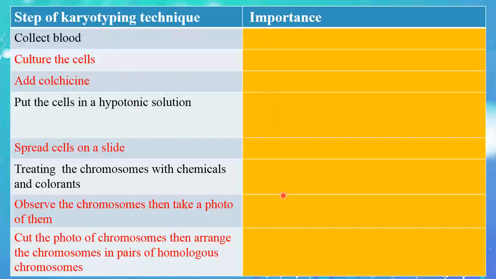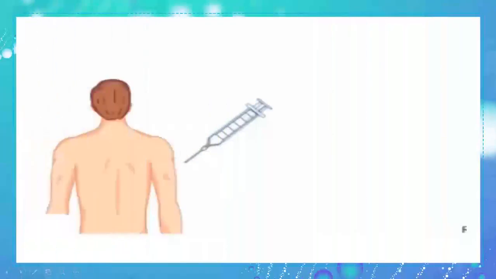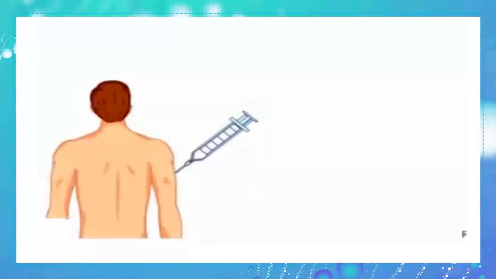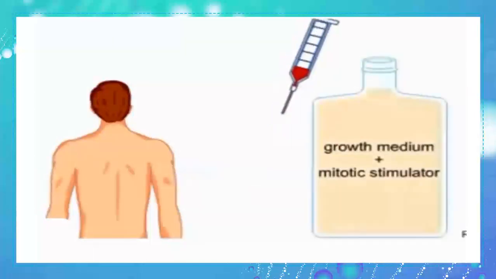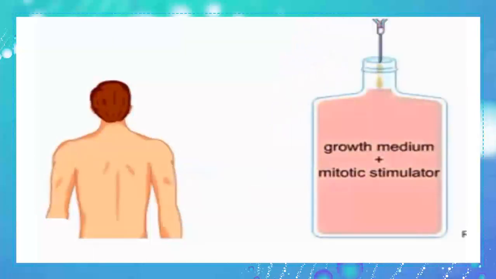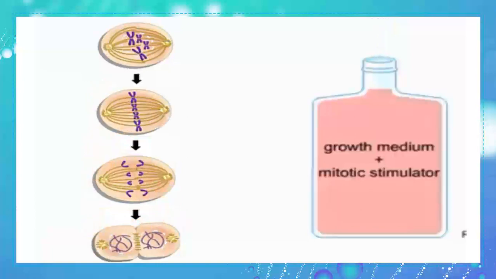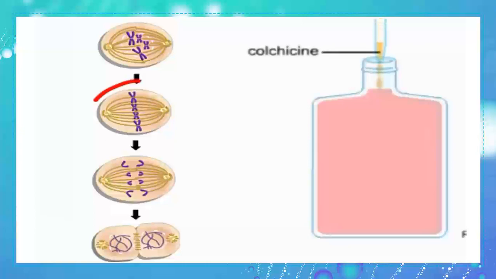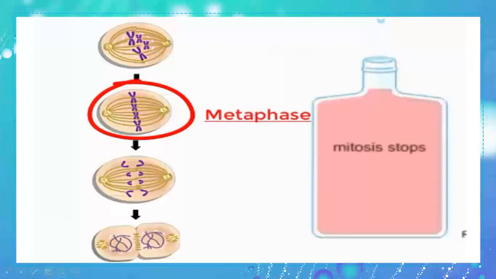Now, what is the importance of each step? What is the importance of colchicine? What do we mean by culturing the cells? Now let's find the importance of each step in the karyotyping technique. As we said previously, first a blood sample is taken from an individual and then cultured in a growth medium. This growth medium will trigger the cells to start mitosis or cell division. Then a chemical substance called colchicine is added. The importance of this colchicine is to stop mitosis at metaphase.